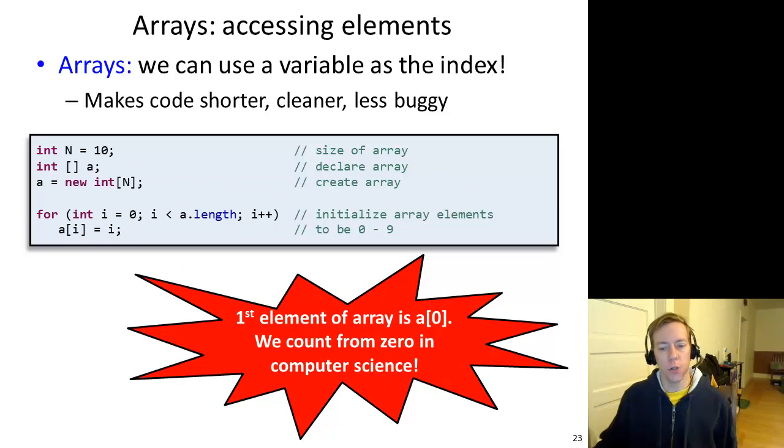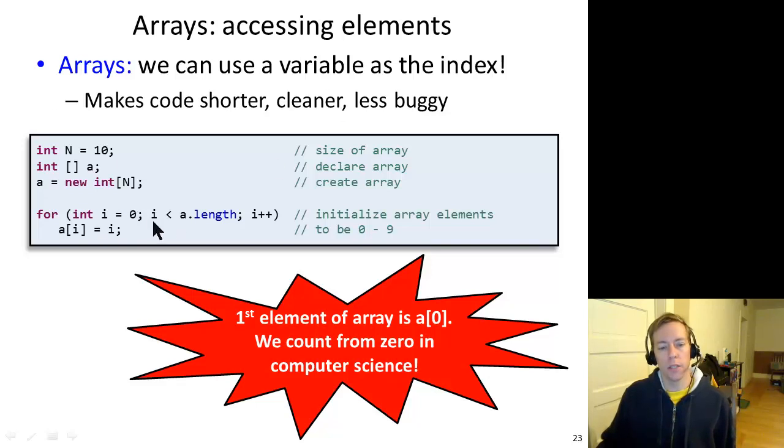Remember, we count from 0 in computer science. The first element of an array is always a[0] in Java. And you must never try to go to a[] that's equal to the length. So in this case, I have an array of 10 positions, but don't make the common mistake of trying to do a[10]. a[10] will crash the program. Since we count from 0, you can never actually reach it. If you have 10 things, you're never going to have element index 10. You have element index 0 through 9. So watch out for that. That's a very common bug.